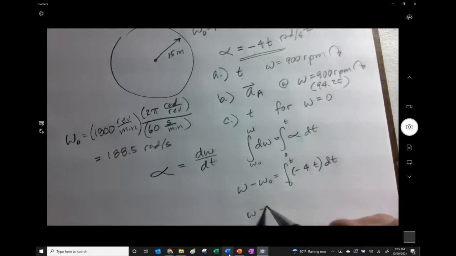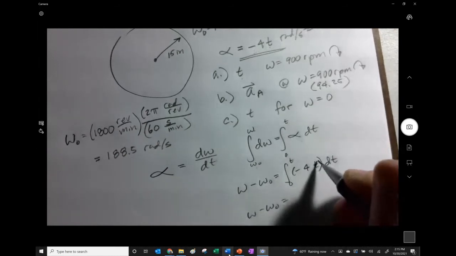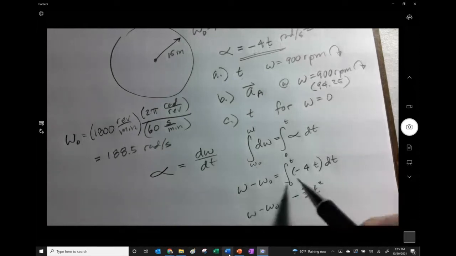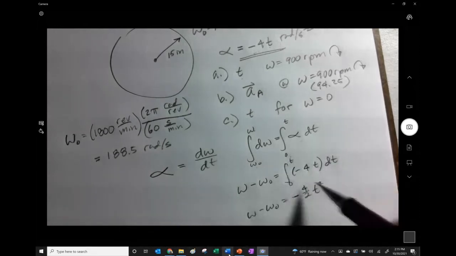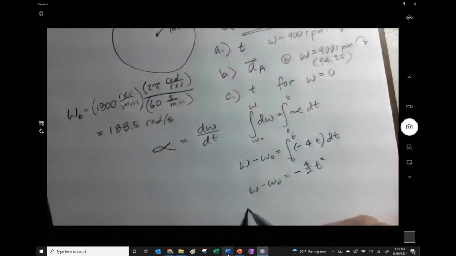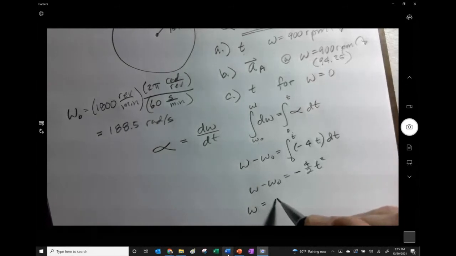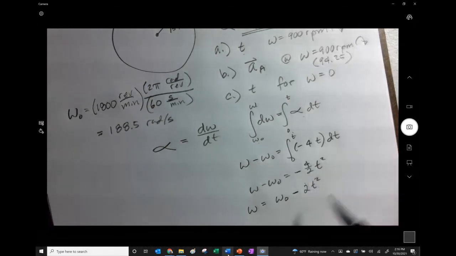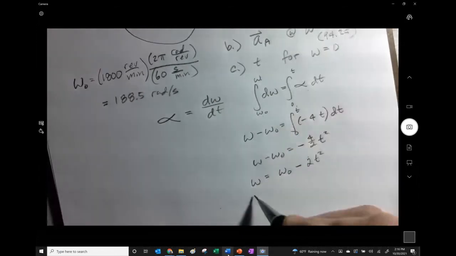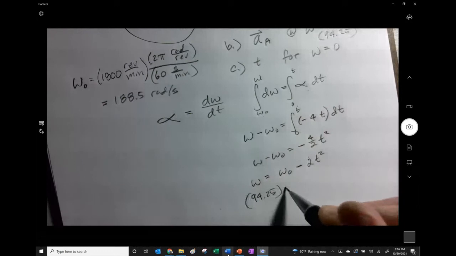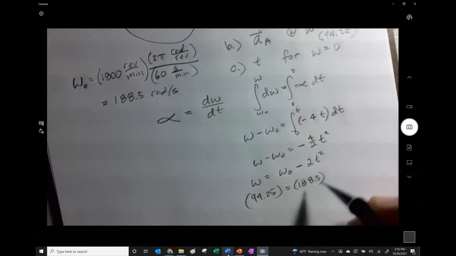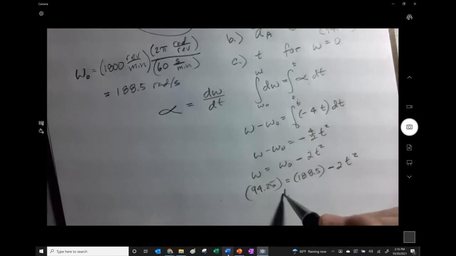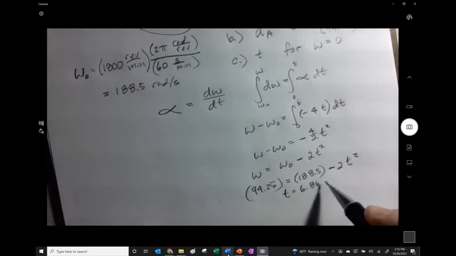And so the integral of that is simply going to be t squared, right? So it's going to be negative 4 divided by 2 t squared. And it's going from 0 to t, so we don't even need to do the limits, right? Because 0 would just be there. So we could find that omega is going to be equal to omega naught minus 2t squared. So we could find that 94.25 equals 188.5 minus 2t squared. And I believe that t is going to be equal to 6.86 seconds.